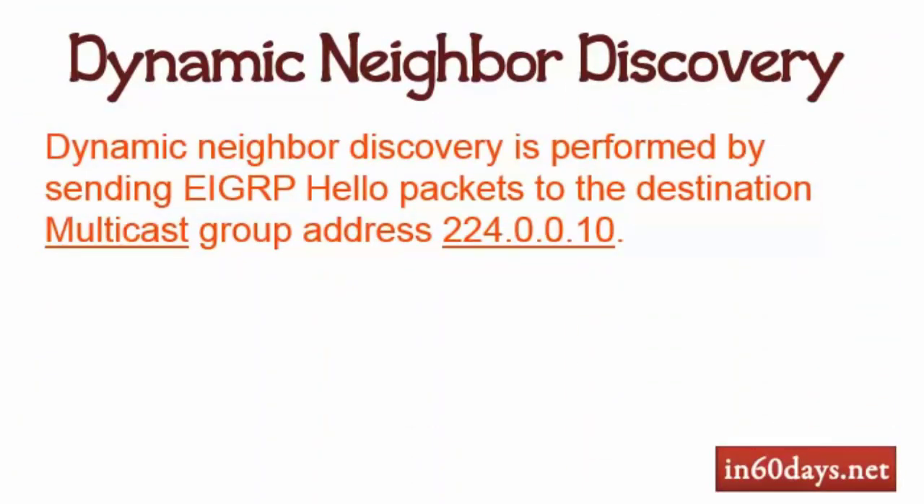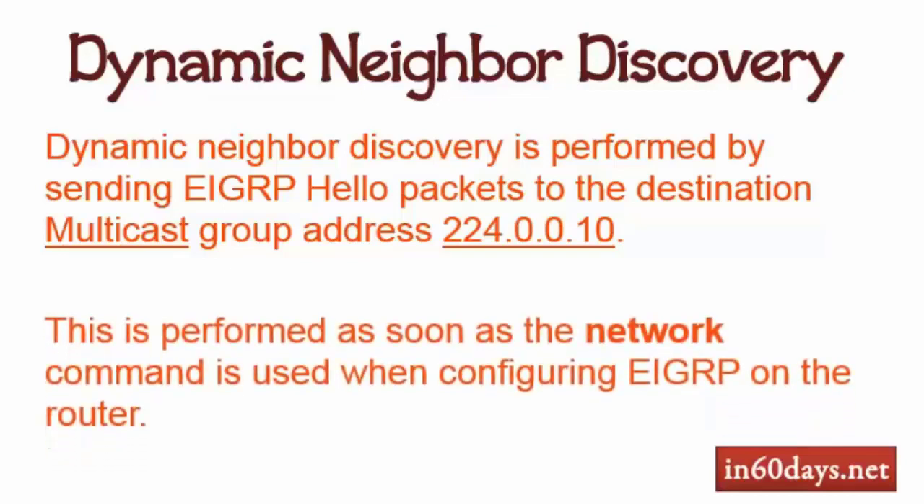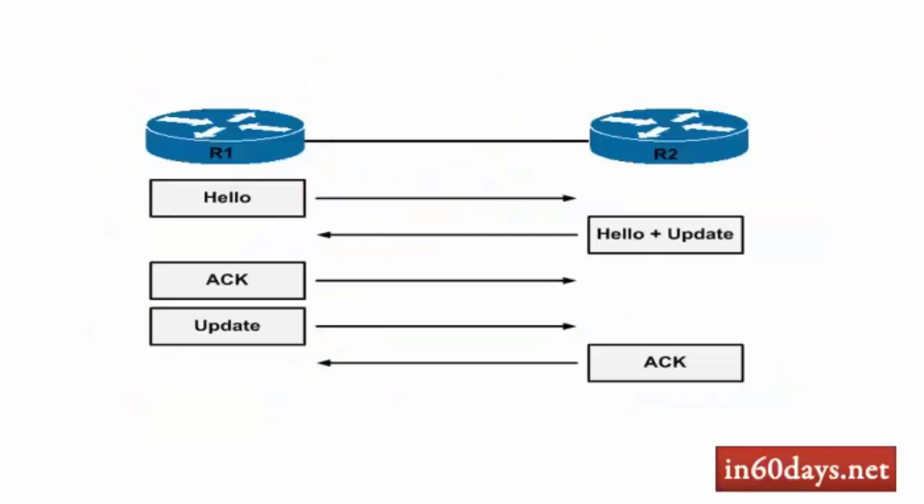Dynamic neighbour discovery is performed by sending EIGRP hello packets to the destination multicast group 224.0.0.10. As soon as you add the network command when you configure EIGRP on the router, this is what happens. And you can see hello sent out, hello and update back from router 2. All hellos need to be acknowledged and update packets. In fact, all packets in EIGRP need an acknowledgement.